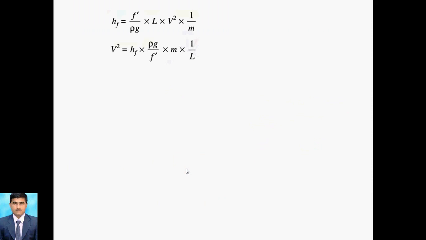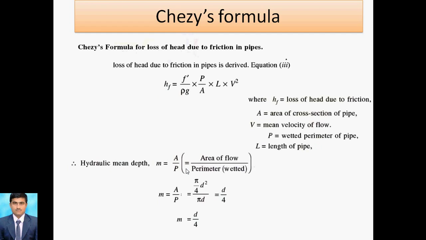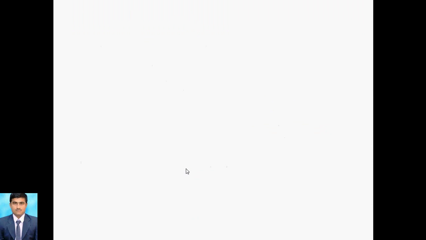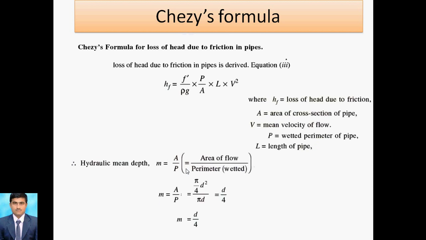Now we move to the solution. We can write here equation number 3 as it is, and then small m we can put directly the value d by 4. If you take this value, then we rearrange the terms, that is v square is equal to h_f into rho g upon f dash into m into 1 by l. So after that we will get v is equal to square root of rho g upon f dash into m into h_f by l.